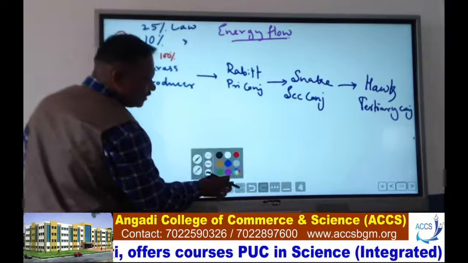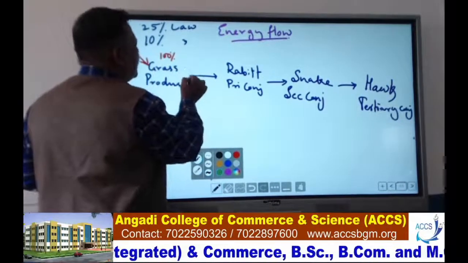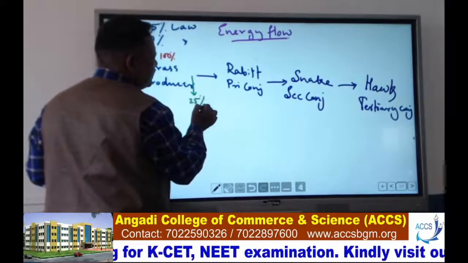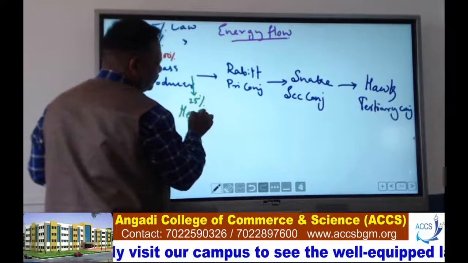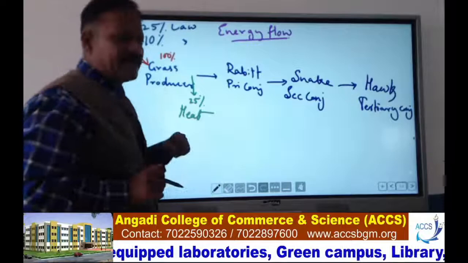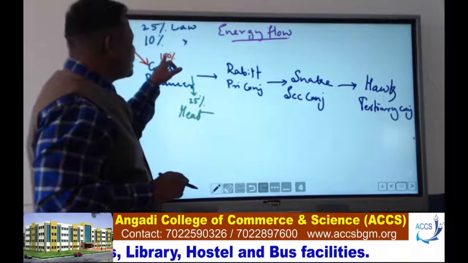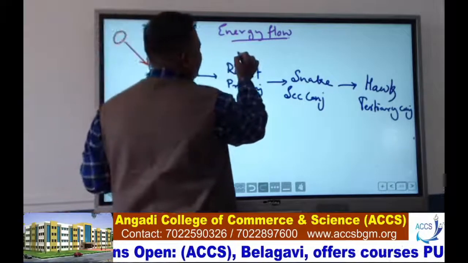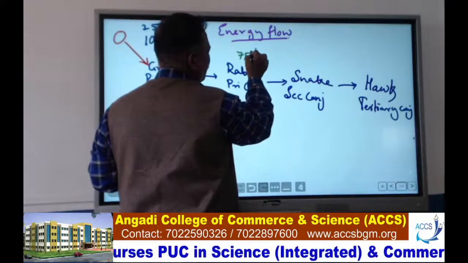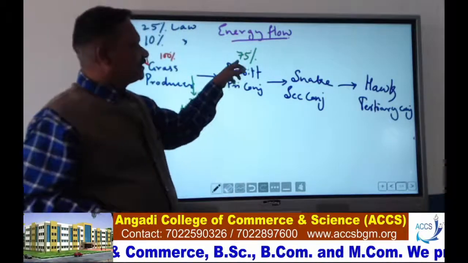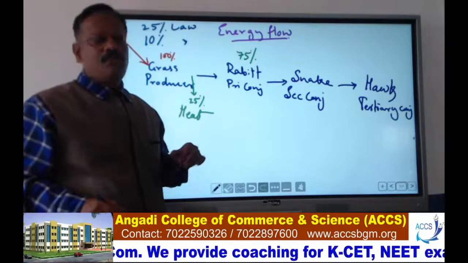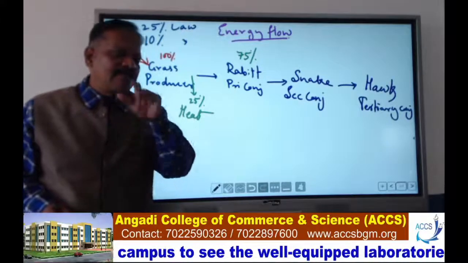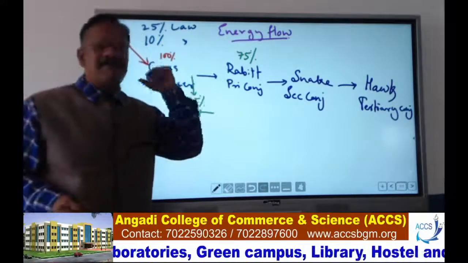So the energy which is lost, 25%, is in the form of heat. So energy is lost here. How much is remaining? 75% is remaining. 100 minus 25 becomes 75. The 75% energy is transferred to the rabbit. So the rabbit is receiving 75% of energy, and here a part of the energy is utilized by the rabbit itself.